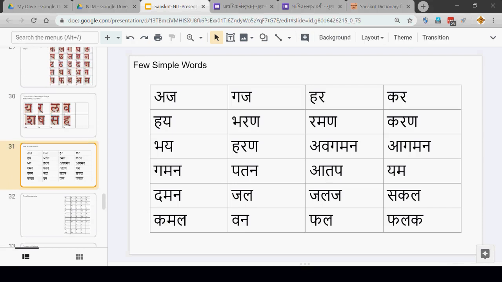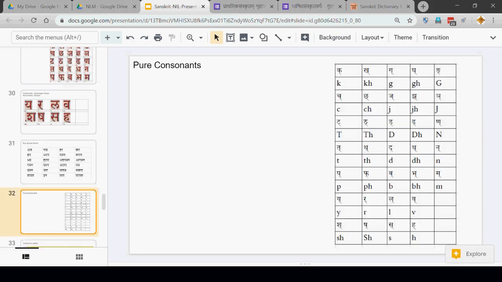And hopefully have practiced pronouncing these simple words. Now, moving on to the next topic, pure consonants.